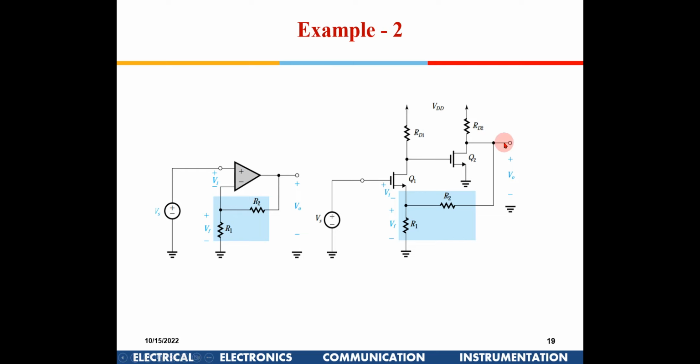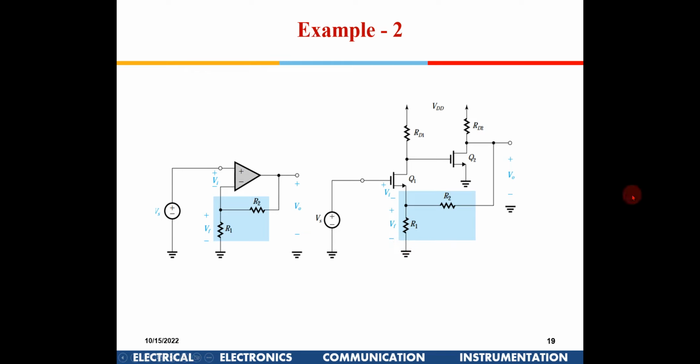I am putting a ground here, right? Will R1 be there? Both are in ground, so no, R1 will not be there. What about R2? R2 will become parallel to R1. R1 parallel to R2. Okay.